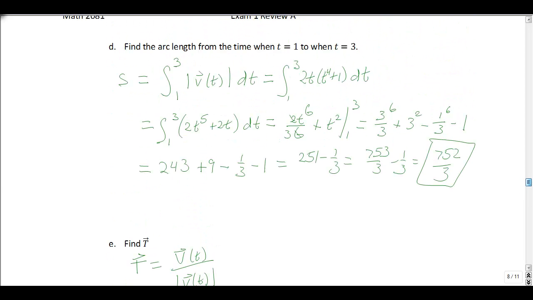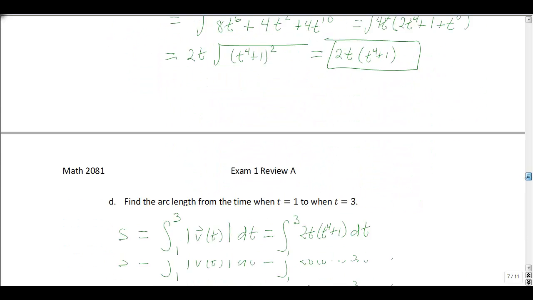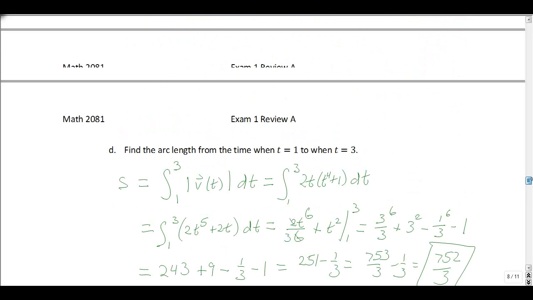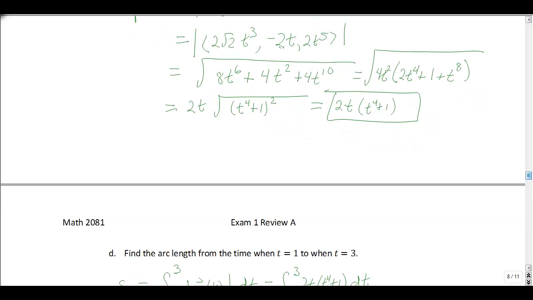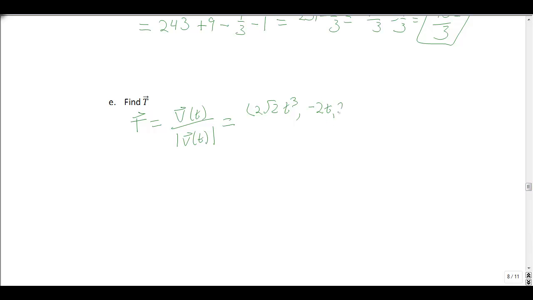So let's go find v of t. We used that up here would be one place we used it. So there's this vector here. So it's 2 square roots of 2 t cubed. That y component was negative 2t. And the z component is 2t to the 5th. So that's just our velocity vector. If you had a position function, you'd have to differentiate. And then we divide by the magnitude of this vector.